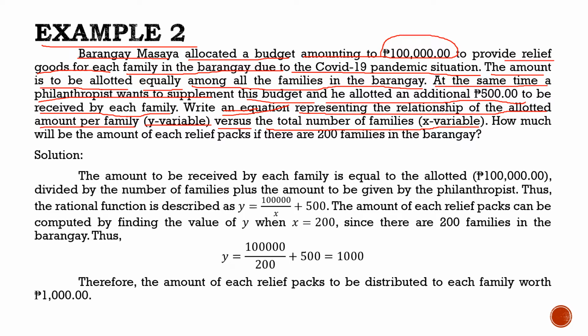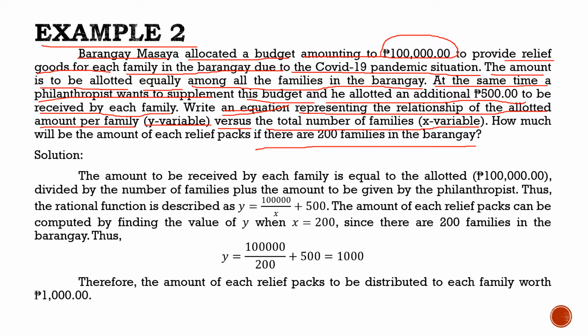So how much will the amount of each relief pack be if there are 200 families in the barangay? We really need to make sure that these 100,000 pesos allotted for these families will be distributed equally to them. So our main goal now is to look for a function that will represent the distribution of this 100,000 pesos plus the additional amount from a philanthropist, which is 500 pesos, for each of the families in the barangay.